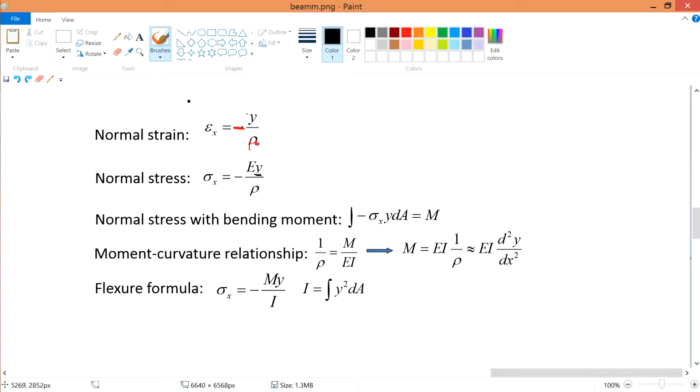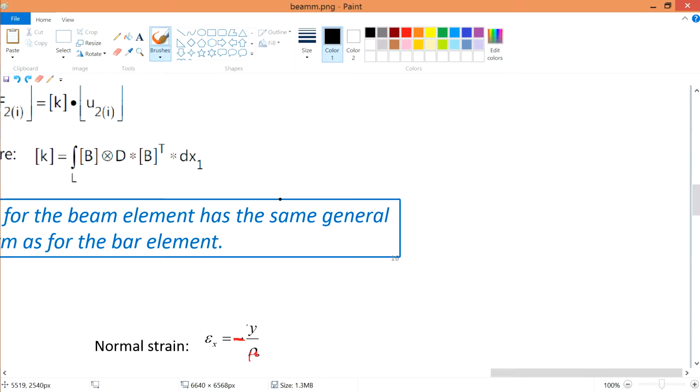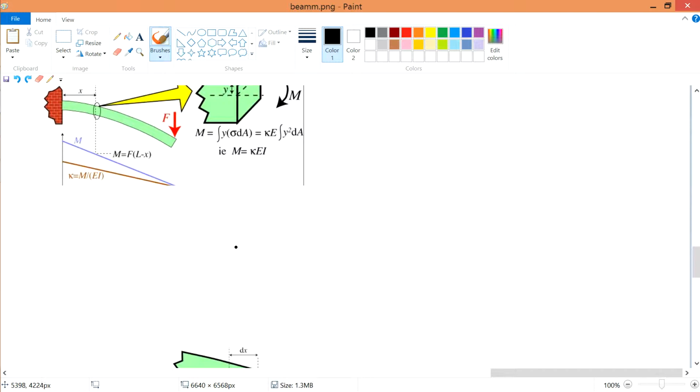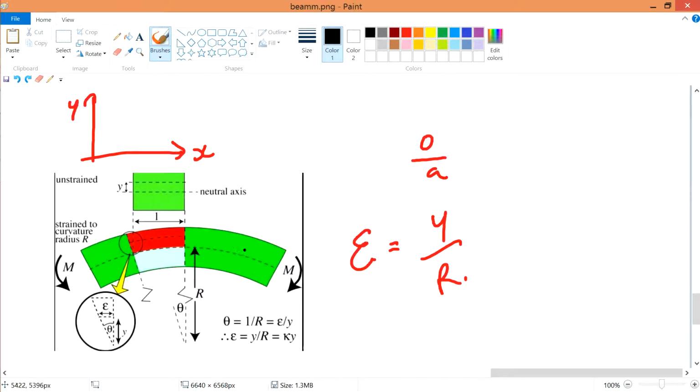In order to provide you the full understanding of deriving what we said earlier in the introduction video, we're going to first introduce beam bending. These are all the terms that you may need to understand. I'll start off with the normal strain first.